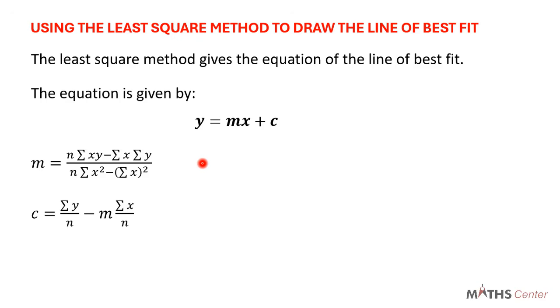So this is how to find the line of best fit using the least square method. From the data points given to us, we can get sigma xy, sigma x, sigma y, and sigma x squared. Then we will substitute that information here to get the value of m. And then after we get the value of m, c will be given by sigma y divided by n minus m times sigma x divided by n. Let's apply this to solve a question. It will help you to understand it better.